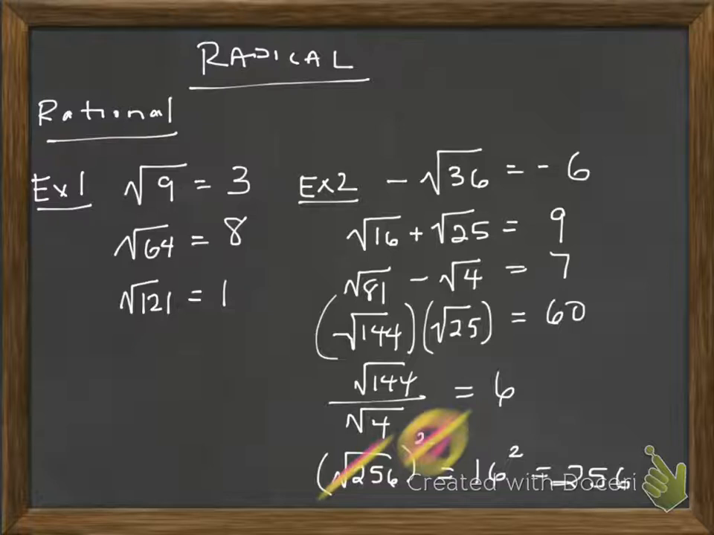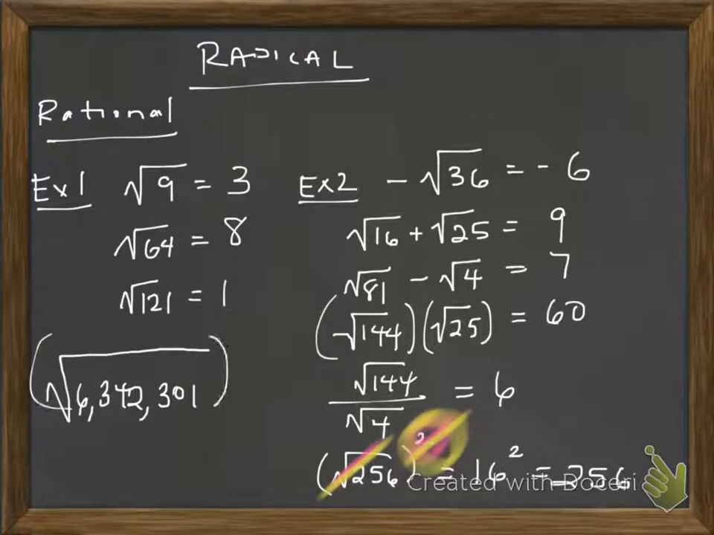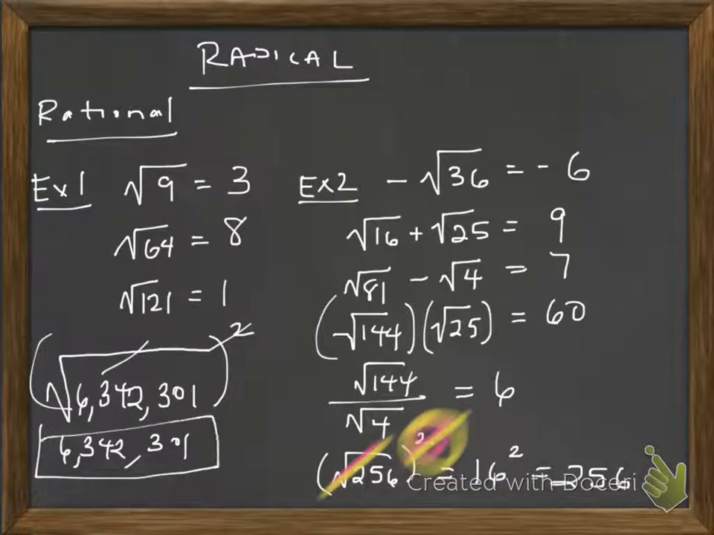Okay? The reason I bring that up is because now, what if I just randomly said, okay, well what about the square root of 6,342,301, squared? They're just going to cancel each other out, right? So then you have 6,342,301. Okay? Alright, so that's all pretty basic.